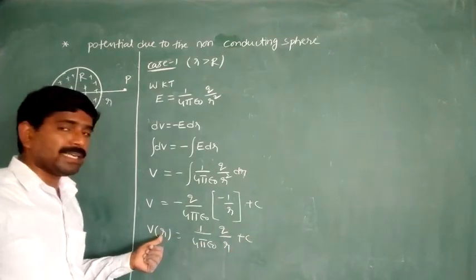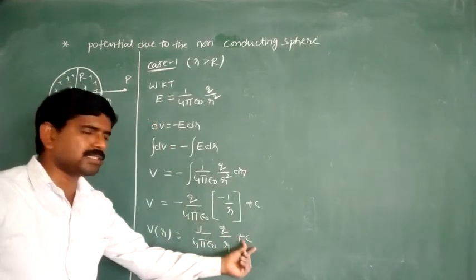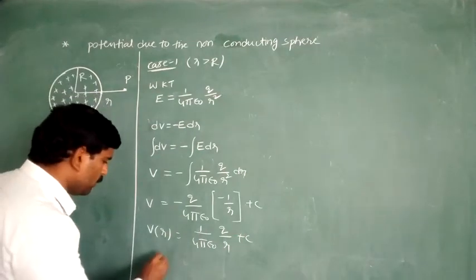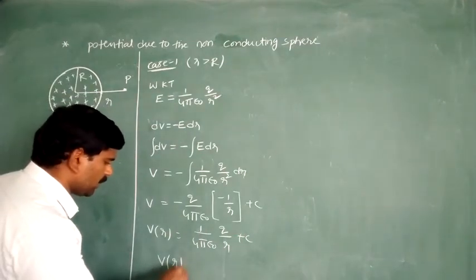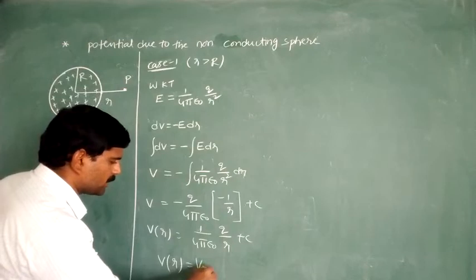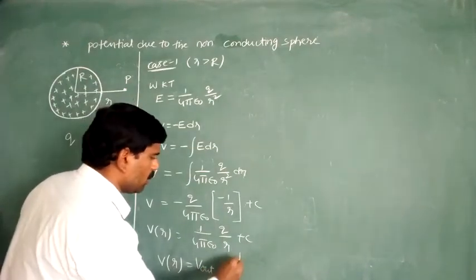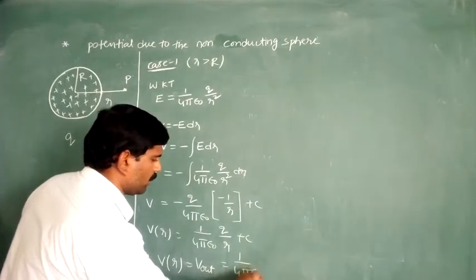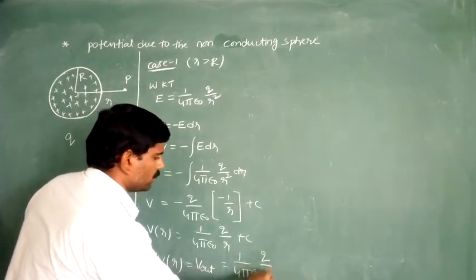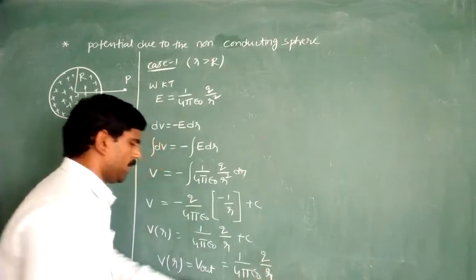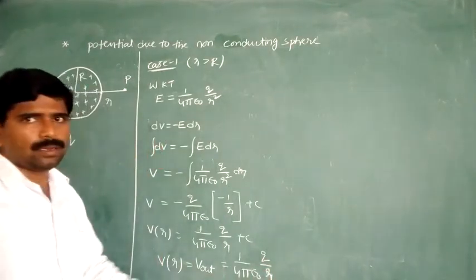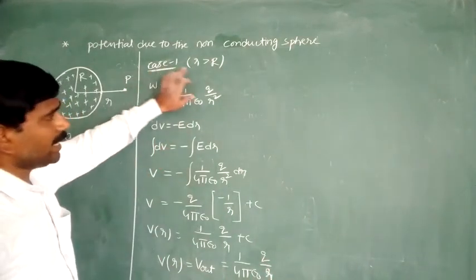When we take the distance at infinity, C is equal to 0. Therefore, V at a distance r, that is what we are calling the outside, is equal to 1 by 4 pi epsilon naught into Q by r. This is outside of the sphere.